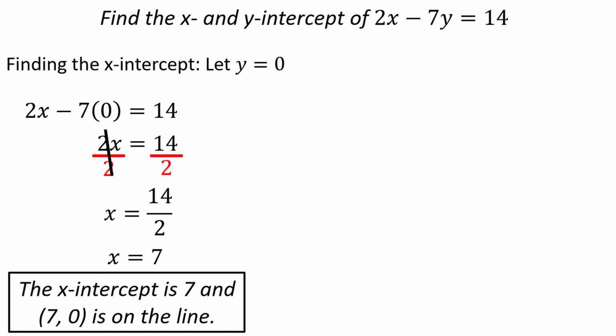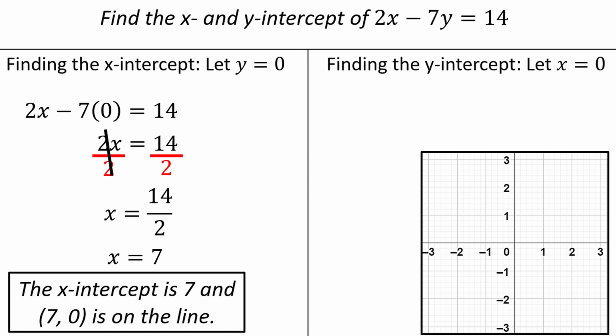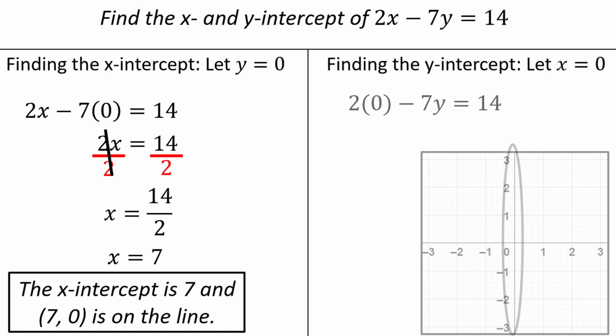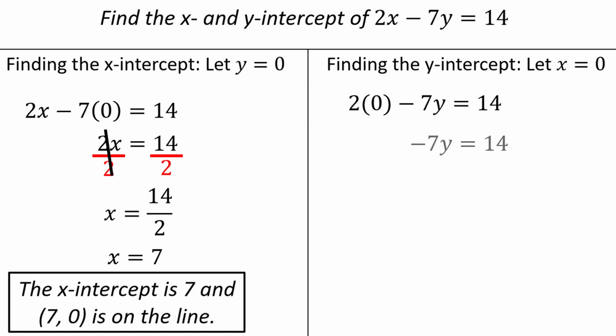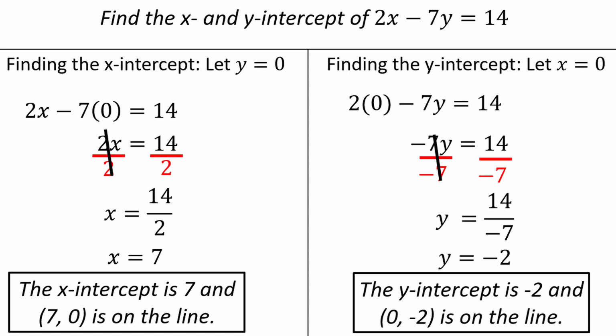As for the y-intercept, we must let x equal 0. The line will cross the y-axis somewhere, and wherever that is, the value for x will be 0. So letting x equal 0, we are left with -7y is equal to 14. Dividing both sides by -7, we are left with 14 over -7, which simplifies to -2. The y-intercept is -2, meaning the point 0, -2 is on the line.